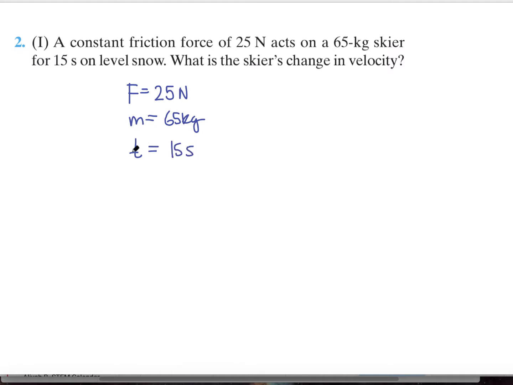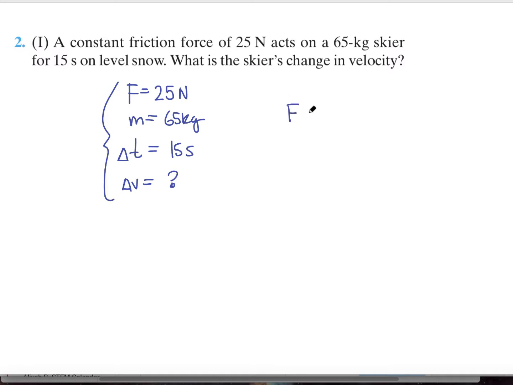So I can write this as t. You may also think of it as delta t since it is a time interval. Both are acceptable. You can write it with or without the delta. And I want to know the change in velocity for the skier. So with these 4 things in mind, we want to use our newer version of Newton's second law.